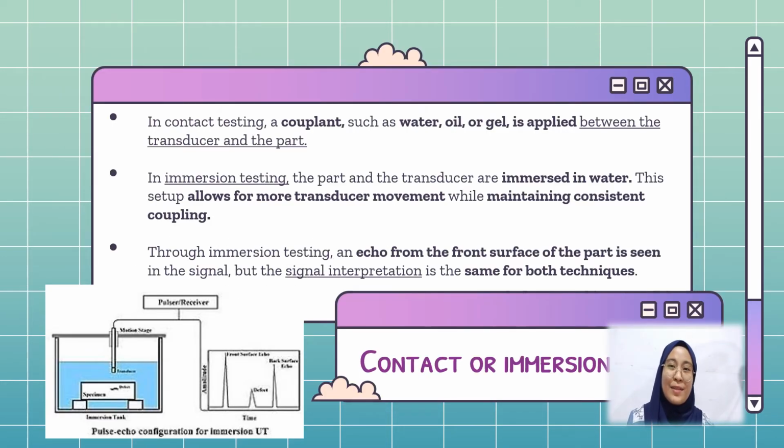Lastly is contact or immersion testing. In contact testing, a couplant such as water, oil, or gel is applied between the transducer and the part. In immersion testing, the part and the transducer are immersed in water. This setup allows for more transducer movement while maintaining consistent coupling. Through immersion testing, an echo from the front surface of the part is seen in the signal, but the signal interpretation is the same for both techniques.